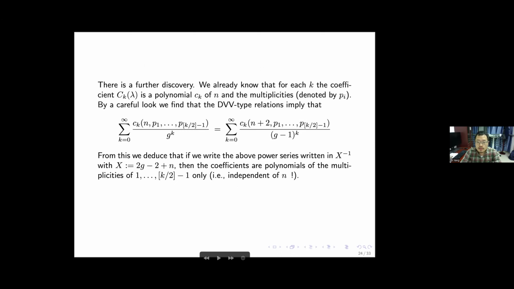So we already know that each coefficient is a polynomial of n and multiplicities. So by a careful look using the DVV relation, we find that this coefficient, actually the sum is unchanged if we increase n by 2 and decrease g by 1. And because of this, we deduce that if we write this asymptotic, the full asymptotics, as a function of x inverse, x is 2g minus 2 plus n, then these coefficients will be independent of n.